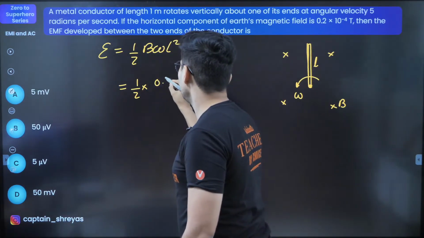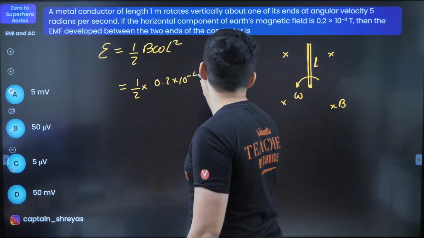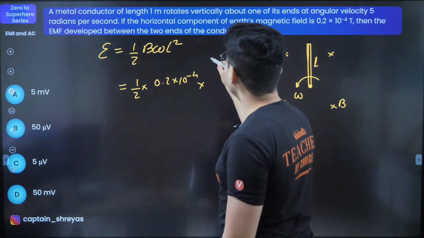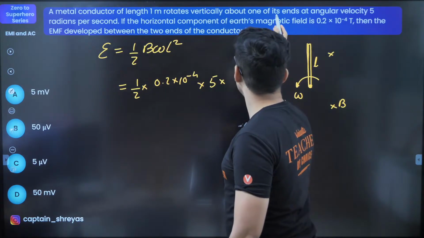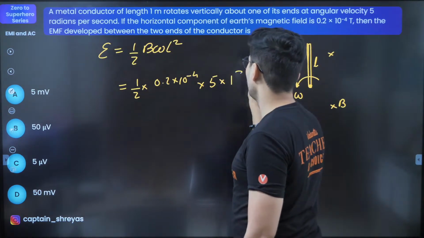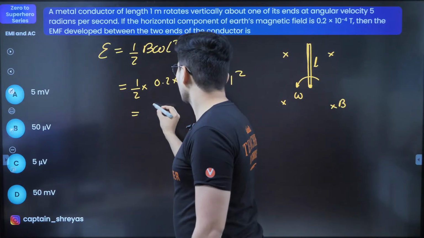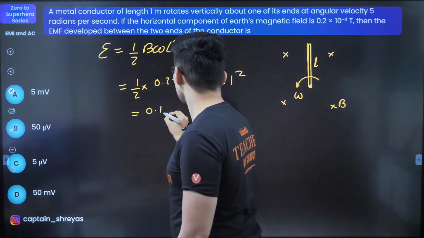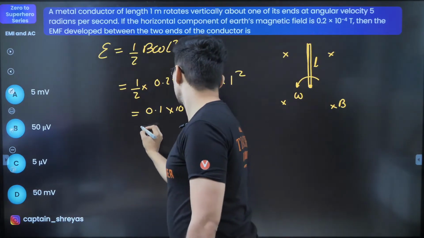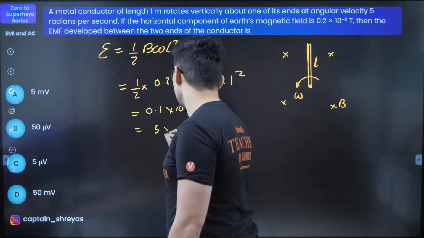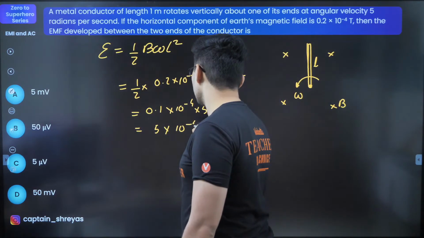This 0.2 into 10 to the power minus 4 omega, 5 L, 1, so 1 square. Oh, it's going to go. So this will be nothing but 0.1 into 10 to the power minus 4 into 5. So this will be 5 into 10 to the power minus 5.